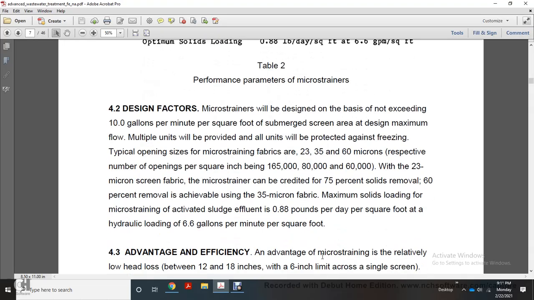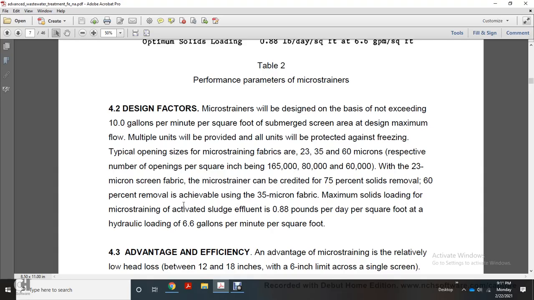Design factors. Microstrainers will be designed with a flow rate not exceeding 10 gallons per minute per square foot of submerged screen area at design maximum flow. Multiple units are provided, and all units are protected against freezing. Typical opening sizes for micro-straining fabric are 23, 35, and 60 micron, respectively. The number of openings per square inch is 165,000, 80,000, and 60,000. With 23 micron screen fabric, the microstrainer can be credited with up to 75% solids removal. 60% removal is achievable using 35 micron fabric.